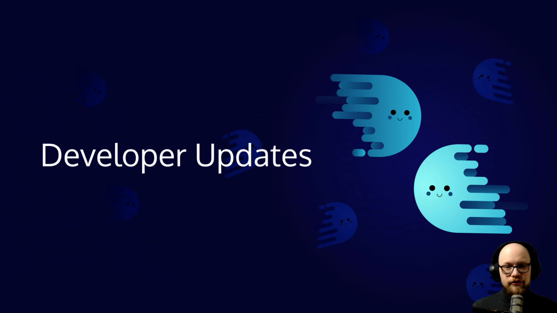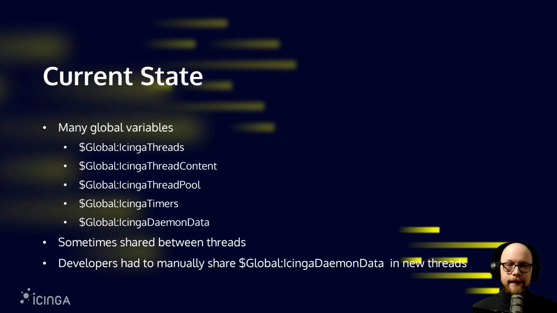Now, for the developers, I said before we did some changes in the background daemon, and it also affects developers and makes things a lot easier. That's true. Right now, we have the following state within the background daemons. We have many global variables that store different aspects of certain things. Some of these global variables are already shared within the different threads that are used there.